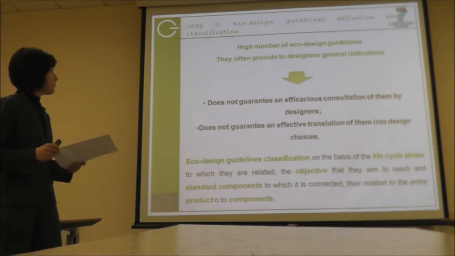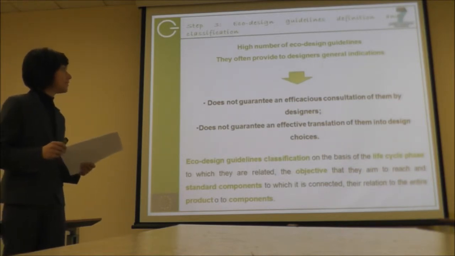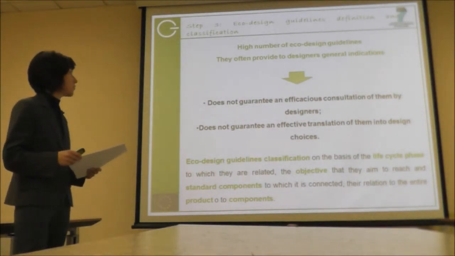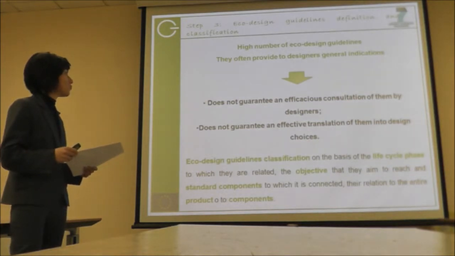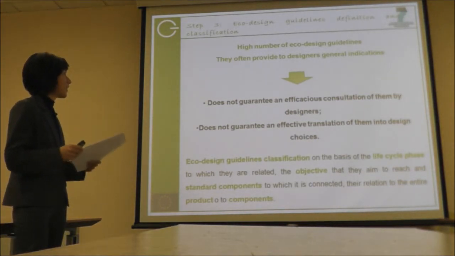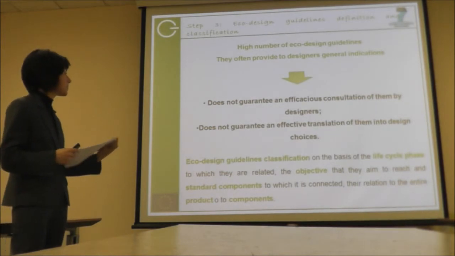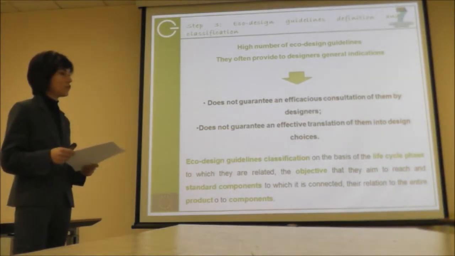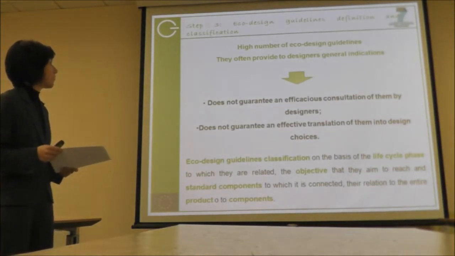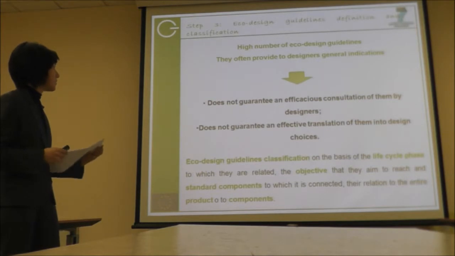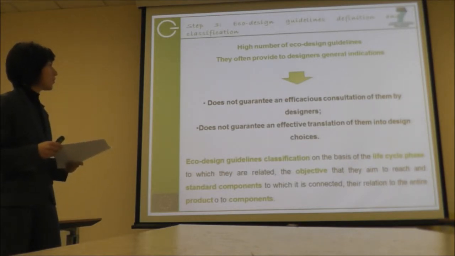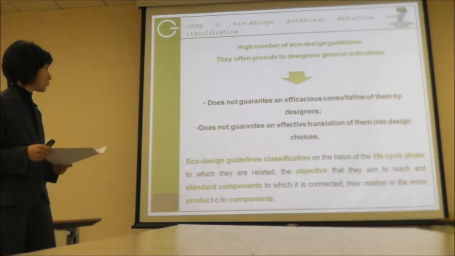Then we have defined and classified the eco-design guidelines. We have retrieved these guidelines from the literature. It is possible to assume that a high number of eco-design guidelines exist, and that they often provide to designers only general indications. The main consequences of these assumptions are that there is no efficacious consultation of these guidelines by designers, and there's no effective translation of them into design choices.